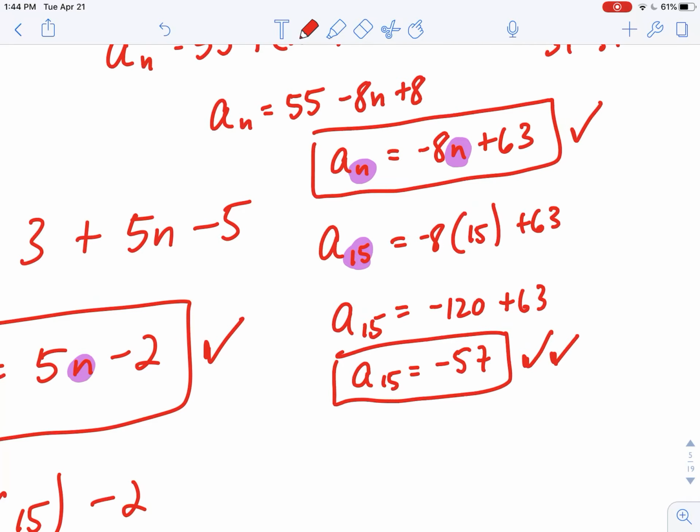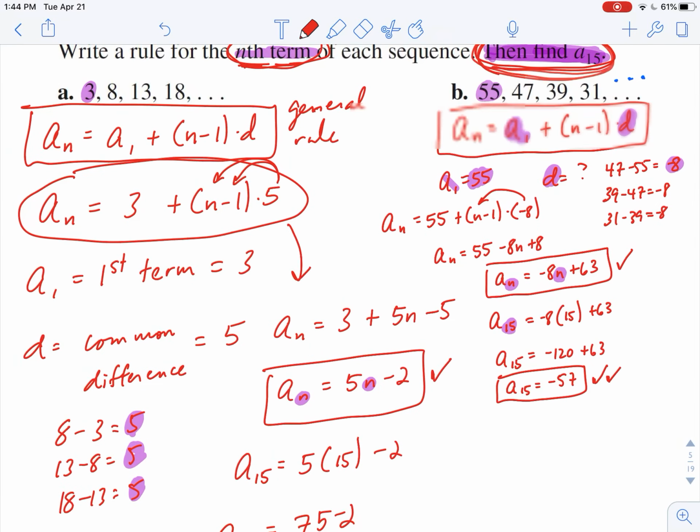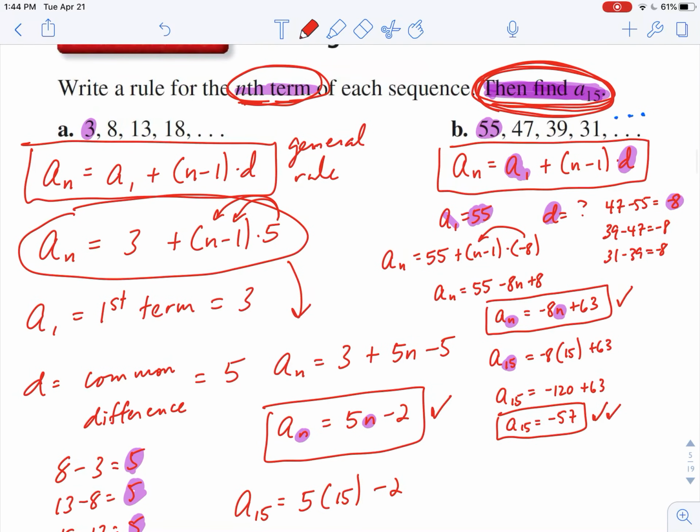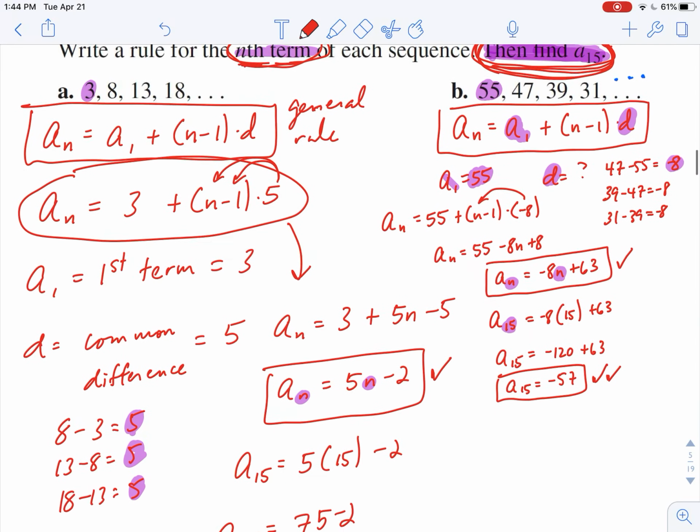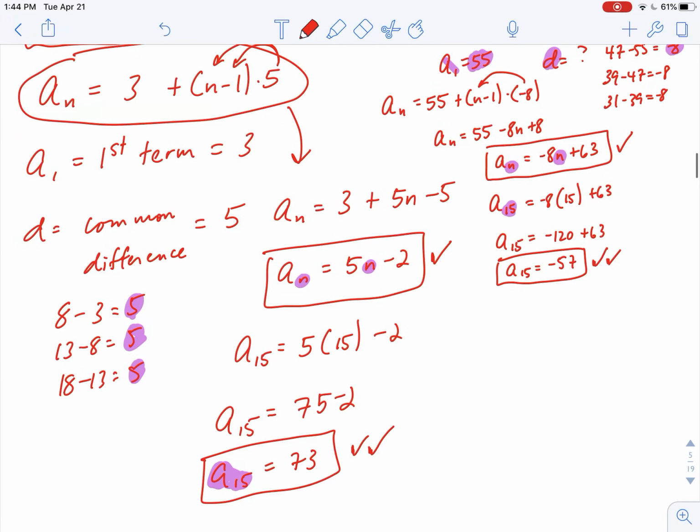All right, so when we look back on these problems, they'll typically ask us to do two things. They will ask us to find an nth term, and they will also ask us to find a certain number within that term. And I've done both of those things here. I found the formula, but I also found a number within using that formula.